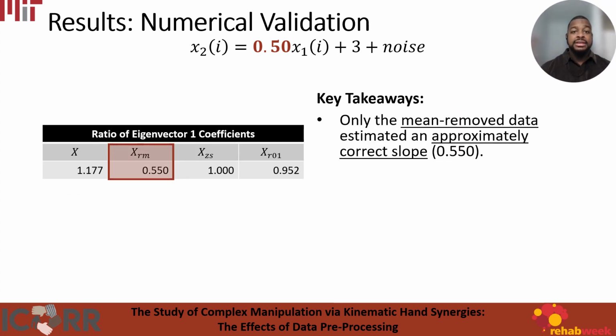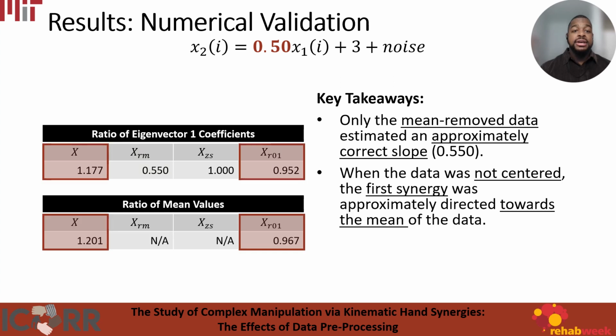Looking more closely at this, the first thing we observe is that only the mean removed data estimated an approximately correct slope. That is, the approximately correct ratio of eigenvector 1 coefficients. So the question becomes, what is the error with the other preprocessing types? Well, to observe this, we have to look at the ratio of the mean values of the preprocessed data. That is, the average of degree of freedom 2 divided by the average of degree of freedom 1.